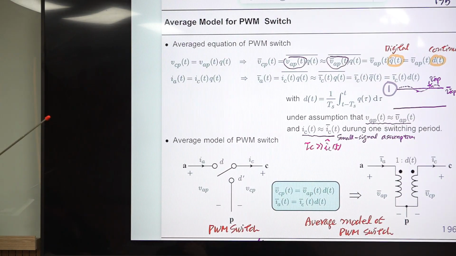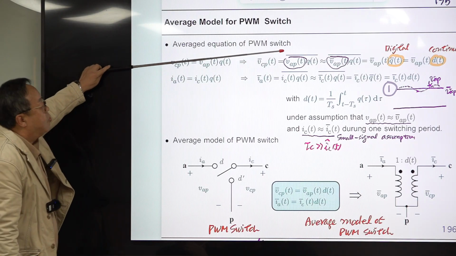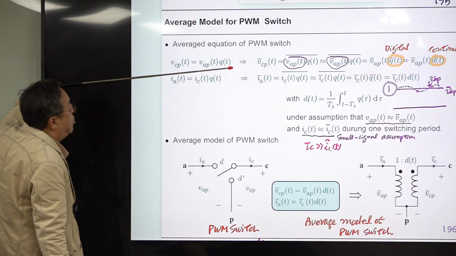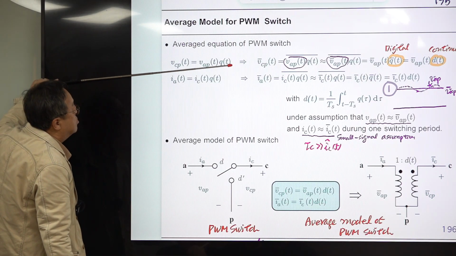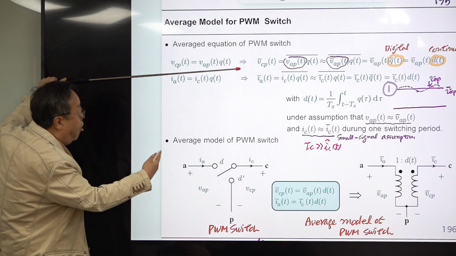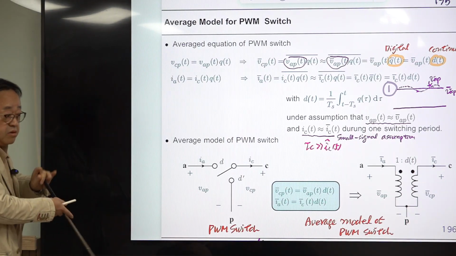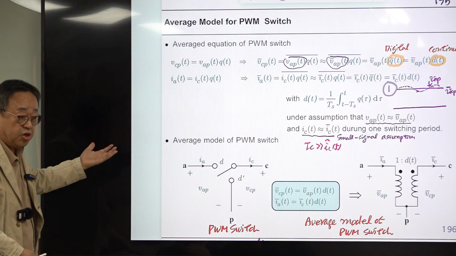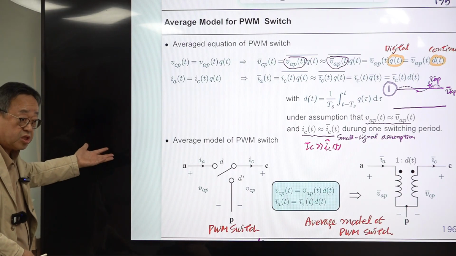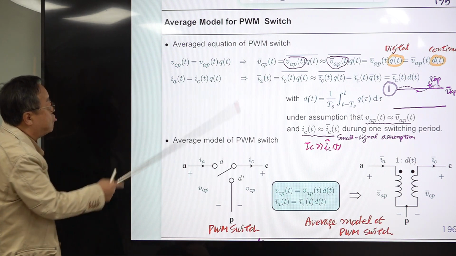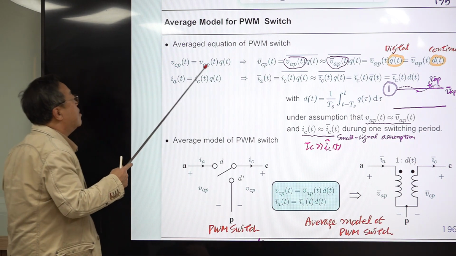Okay. So this is the average equation of the PWM switch. This is the description of the PWM switch, just the numerical, equational description of the operation of the SPDT switch. It's not the equation. It requires the definition of q(t). But still, you can average this.